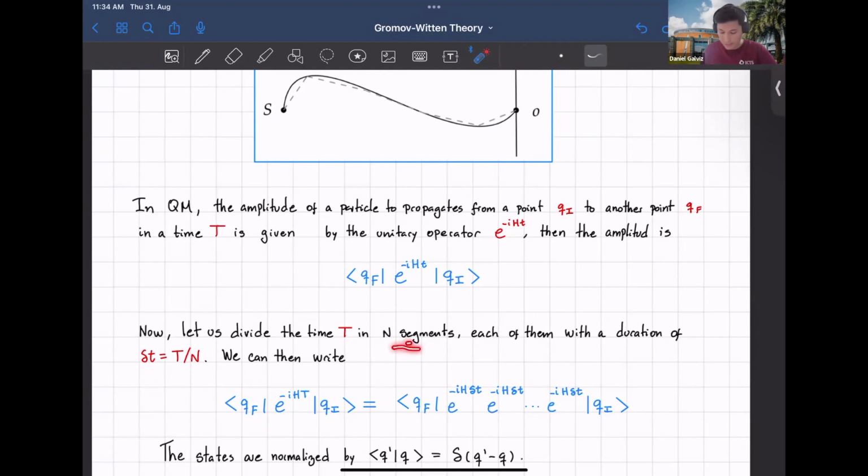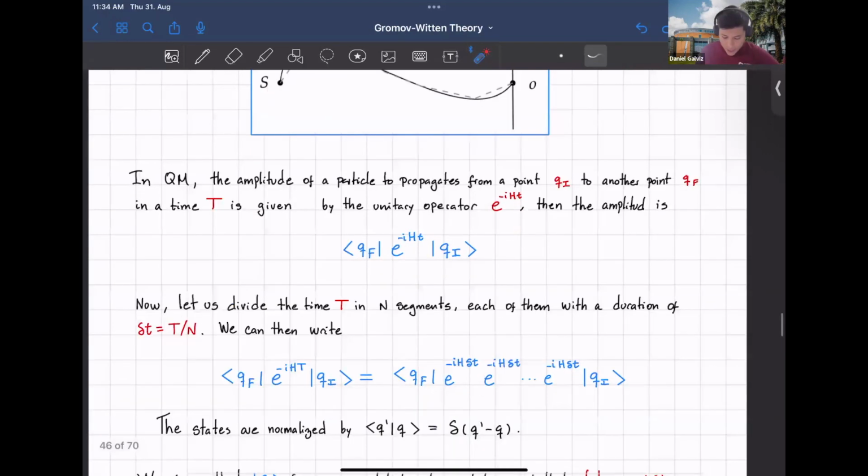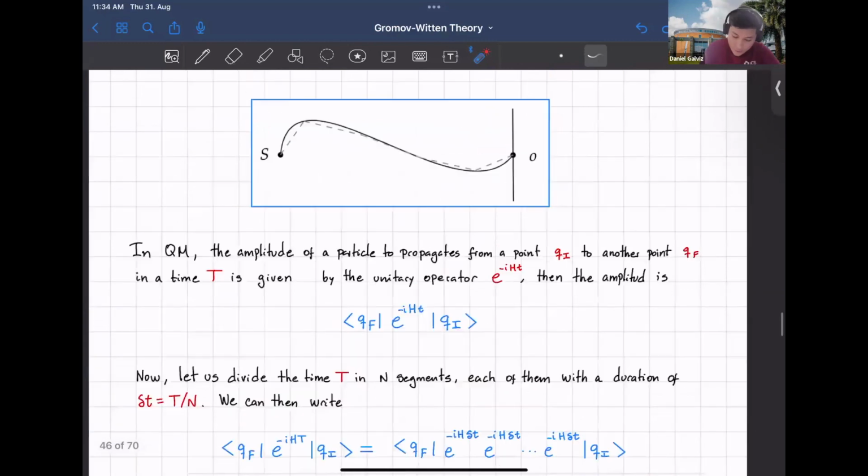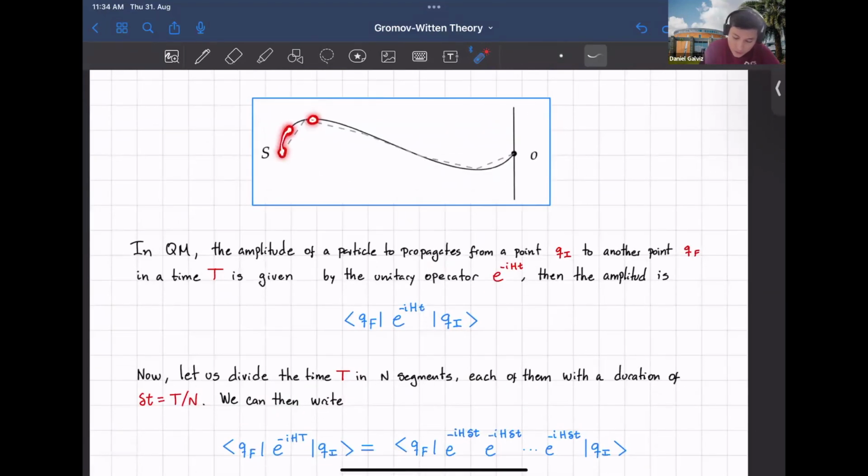So I will choose the segments to be n number. And then at the end, I will take the limit when n goes to infinity. Each of them has a duration of delta t, which is t divided by n. We can then separate this operator into small operators, which is translating, for example, the particle to this point, then to this point, then to this point, really small steps until it reaches the detector.